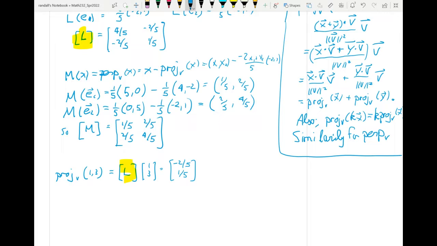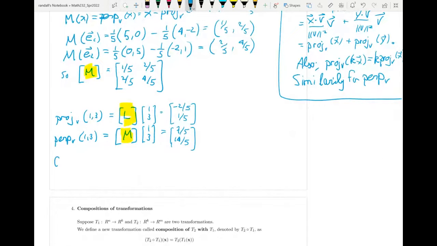And then the perp V of 1, 3 is going to be obtained by matrix multiplication with the standard matrix for perp, which is the M. And when you do that calculation, you're going to get 7/5, 14/5. Okay, so this one using our standard matrix for M, which is this one up here. Okay, so there it is.